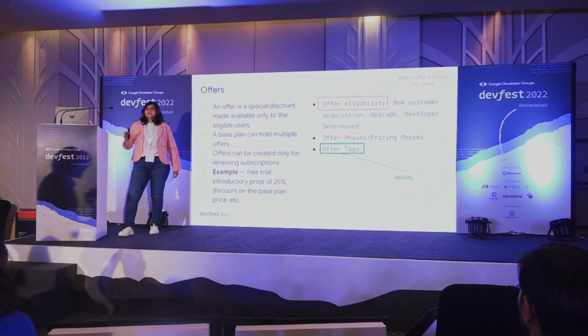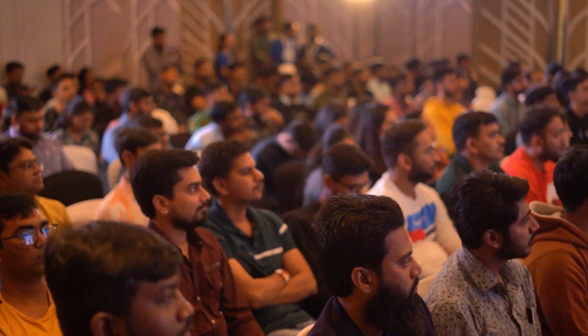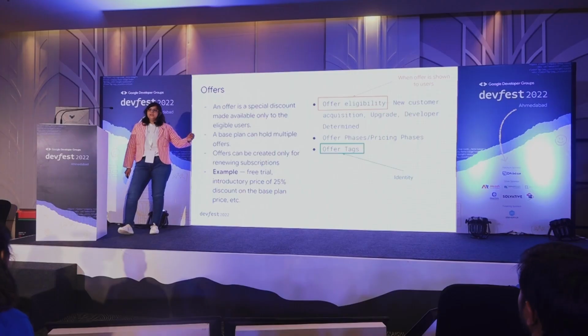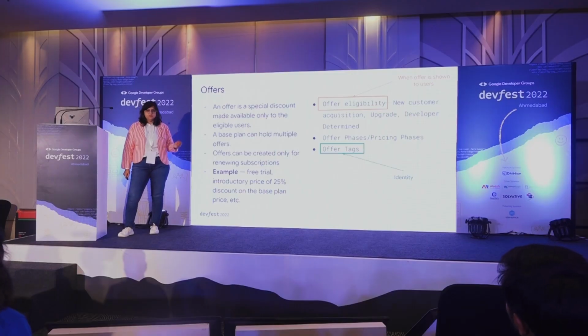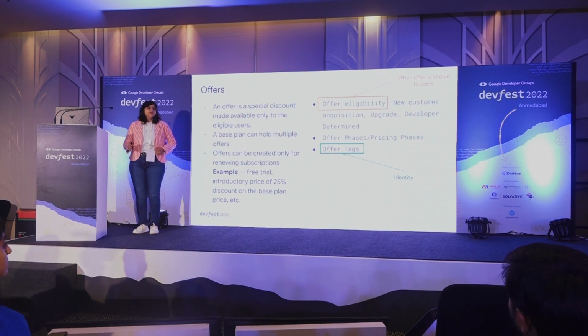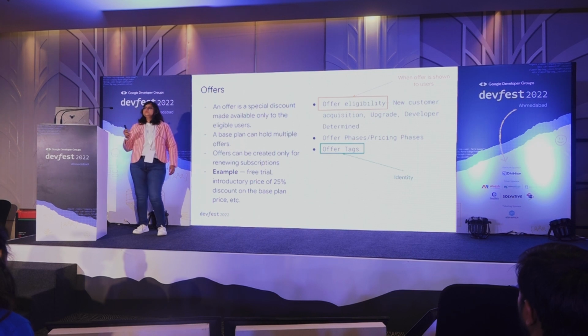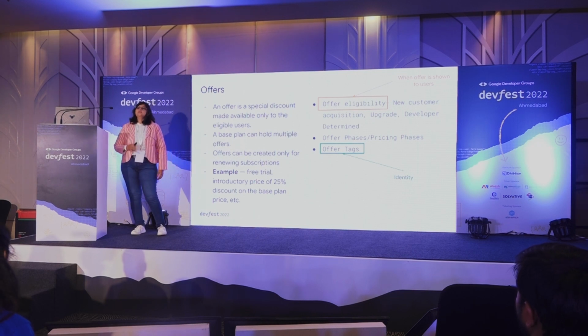Offer tags. Now offer tags is very important. Offer tags usually have the identity that you identify your subscriptions or base plans with your users. So offers are usually rolled out from the API itself only when your users are eligible for it. For example, if there is a user A and your user A has exhausted your free trial offer, then that offer won't be rolled out to that particular user again. So that is what offer tags are.